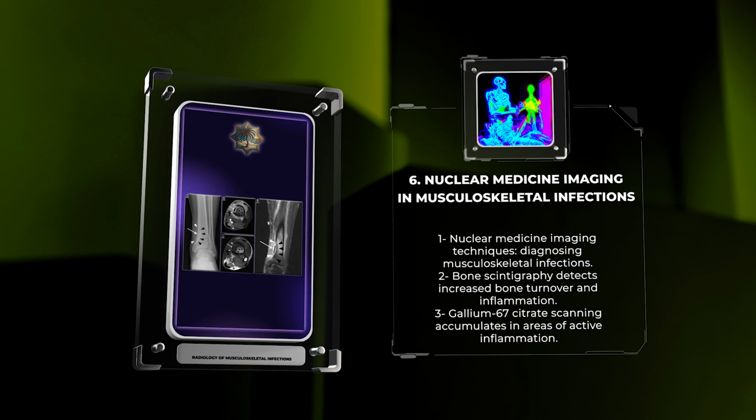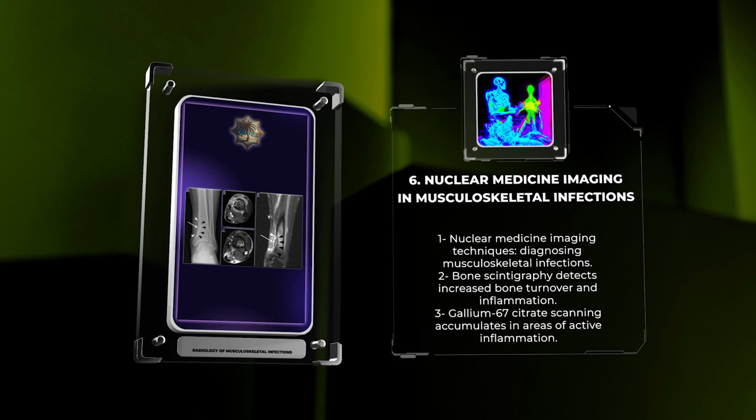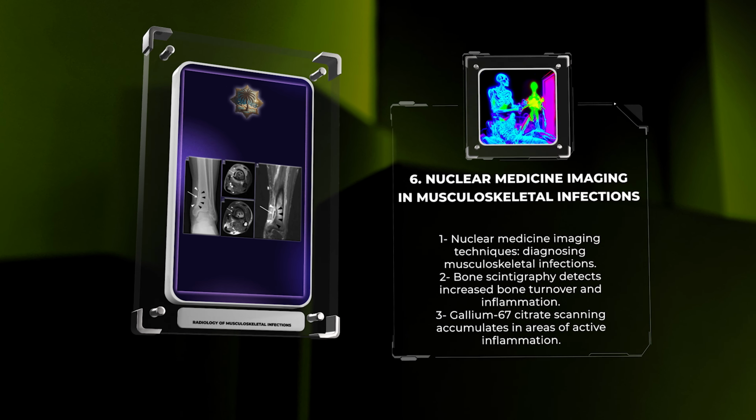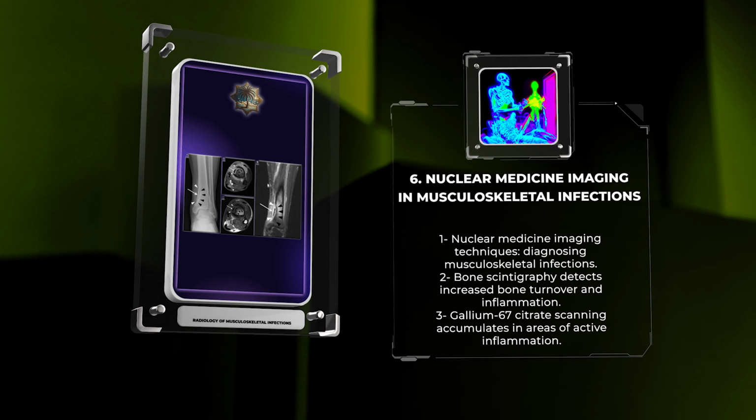Nuclear medicine imaging techniques, such as technetium-99m bone scintigraphy and gallium-67 citrate scanning, are helpful in diagnosing musculoskeletal infections. Bone scintigraphy can detect areas of increased bone turnover and inflammation. Gallium-67 citrate scanning is more specific for infections, as it accumulates in areas of active inflammation. These techniques can assist in identifying the extent and location of the infection.